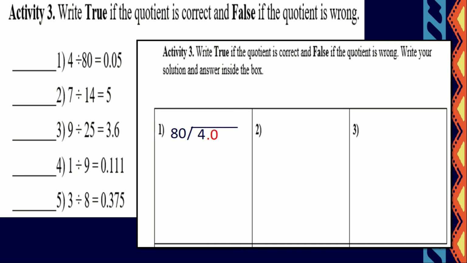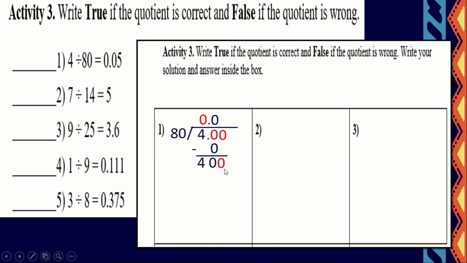Cannot be done. But since you have added 0, kailangan may sagot ka na sa taas. So sagot natin 0. 0 times 80, we have 0. 40 minus 0, we have 40. So since meron pa, you have to add another 0 sa decimal number. Ganun kasi. Hanggat there should be no remainder.